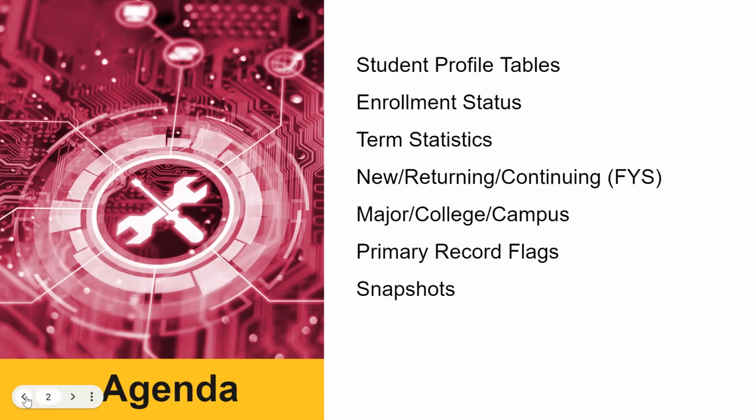I'm going to talk about the tables, a little bit about how we use them to identify enrollment status and all the various granularity for enrollment. We'll talk about the term statistics, which is like GPA and academic level and things like that. We'll talk about new, returning, and continuing, which is what we use to identify first-year students as an example. We'll talk about how to get the major, campus, and college data out of student profile. If there's time, we'll talk about the primary record flags, and we'll talk about the snapshots.